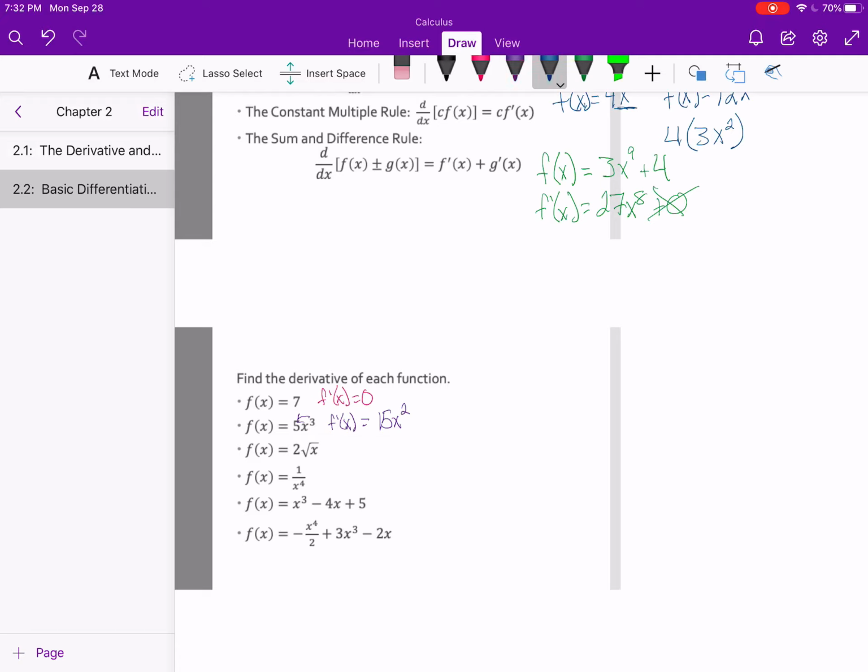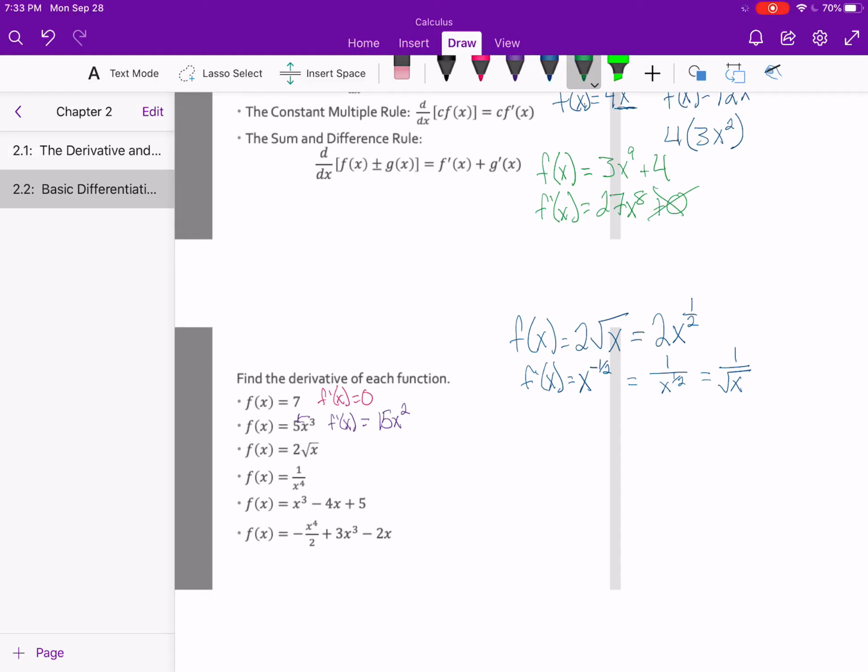The next one's a little bit trickier, but it's just as easy, you just have to know how to write it. So remember that we have 2 square roots of x. Remember, the square root of x is the same thing as x to the 1/2, so I'm going to rewrite that as 2x to the 1/2. Now this looks very similar to what we just did. So f prime of x, bring that 1/2 down, multiply by 2 to get 1, and then we have x to the negative 1/2 when we subtract 1. Notice that if we do that, that becomes 1 over x to the 1/2, or 1 over the square root of x.